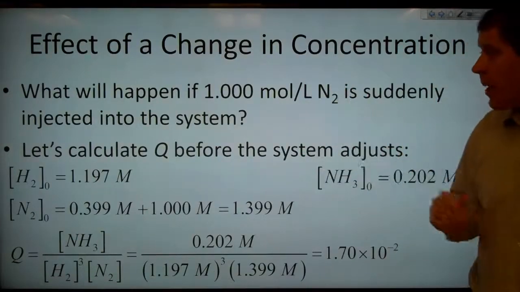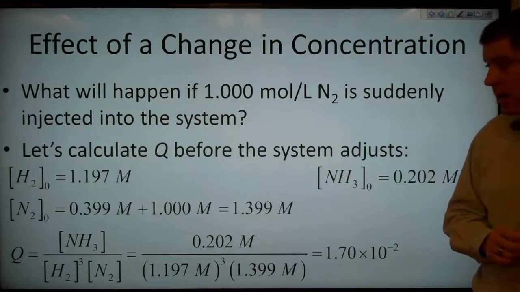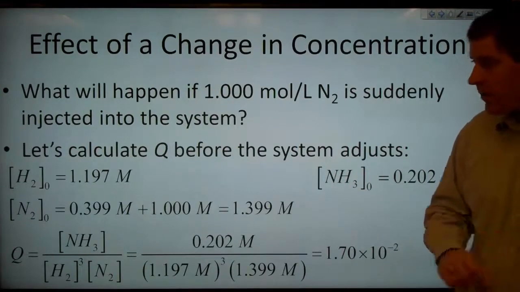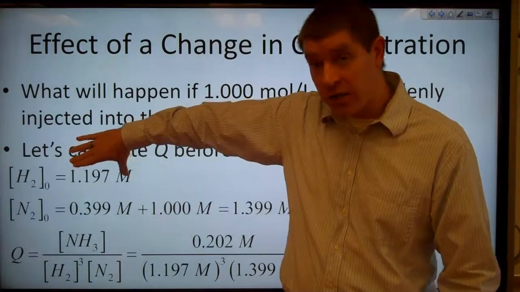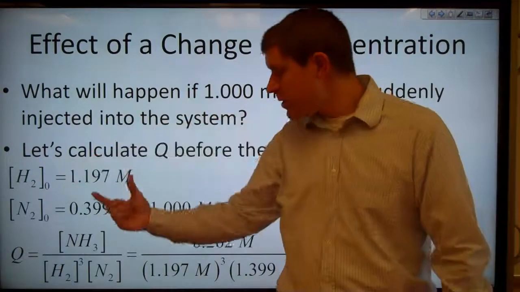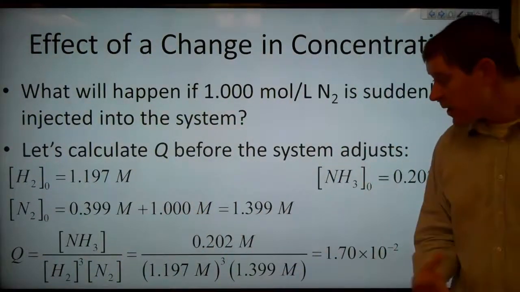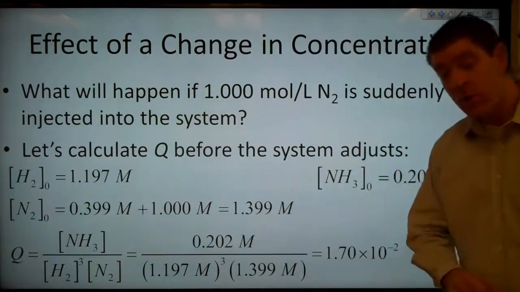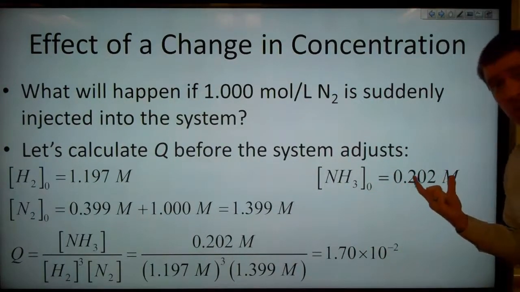And we want to know what will happen if 1 mole per liter of nitrogen is suddenly injected into the system. So we're changing our nitrogen concentration. We're not changing our hydrogen concentration any, at least at the start. The initial nitrogen concentration now is changing from 0.399. We're adding 1 molar. So now we end up with an initial concentration of 1.399 molar for the nitrogen. The ammonia concentration is still the same. We're not changing that any.